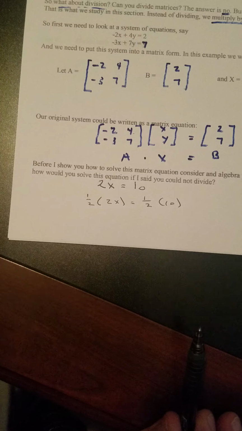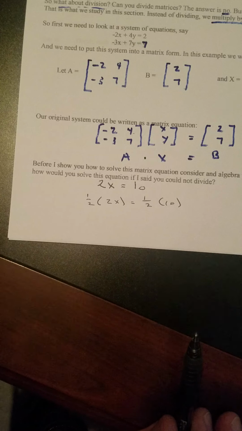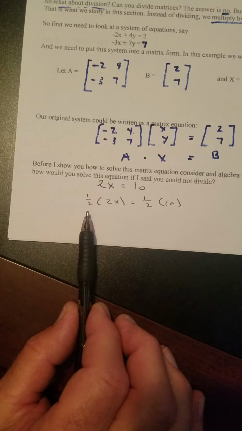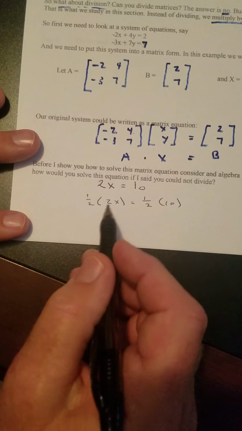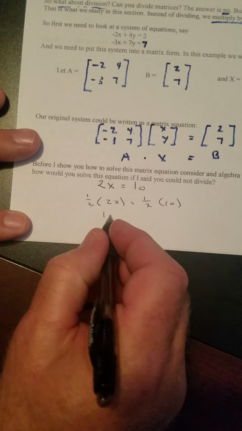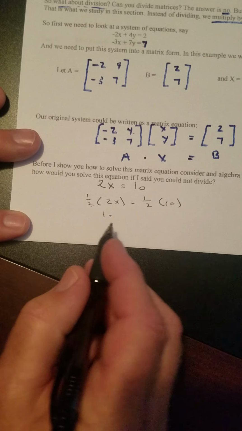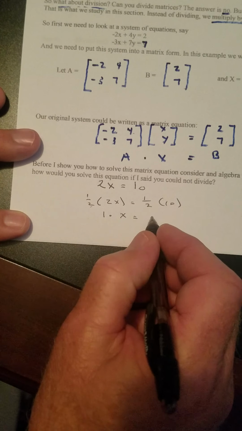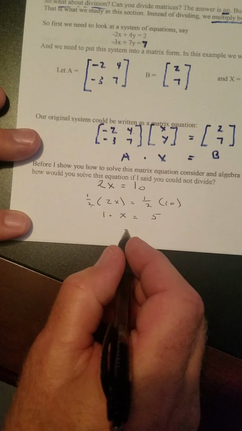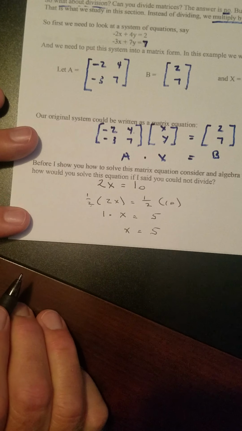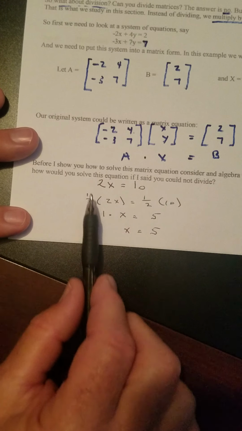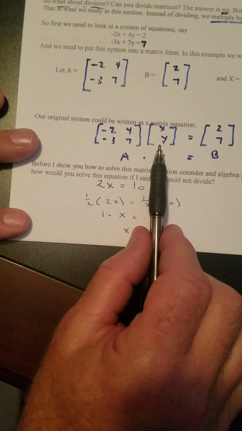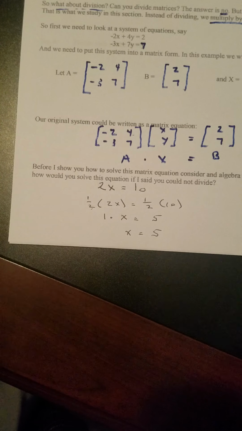In one of the previous lessons, I talked about something I called the multiplicative identity. Well, this is the multiplicative inverse for numbers. The multiplicative inverse is simply the reciprocal. So when I take 1/2 times 2, that's 1. So when you multiply the inverses, that takes you to the identity, times x equals, and then 1/2 times 10 is 5. And then, of course, 1 times x is x, and my answer is 5. So the idea is, instead of dividing, we multiply by the inverse. I'm going to use that thought in a second when I go to solve this equation right here.